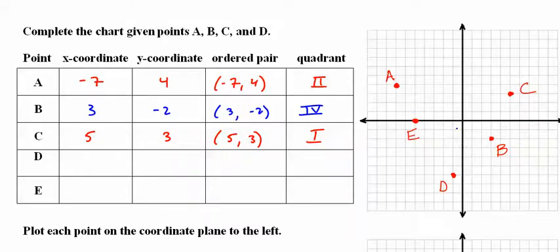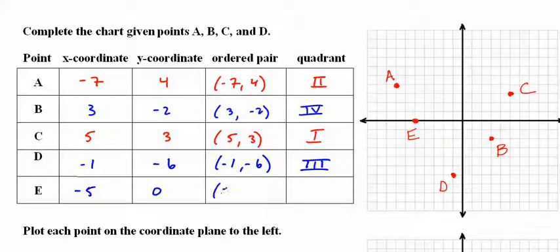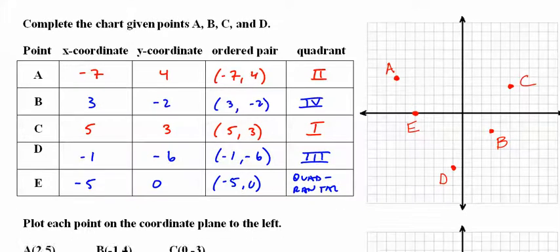D is -1, 1, 2, 3, 4, 5, 6, -6. That's in quadrant 3. And E is 1, 2, 3, 4, 5, -5, 0. And that is not in a quadrant. That's called the quadrantal. And it's actually on the x-axis, the negative x-axis to be precise.